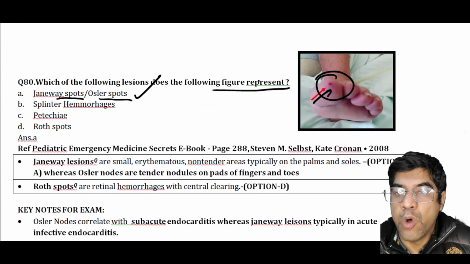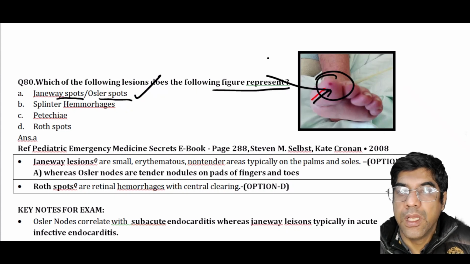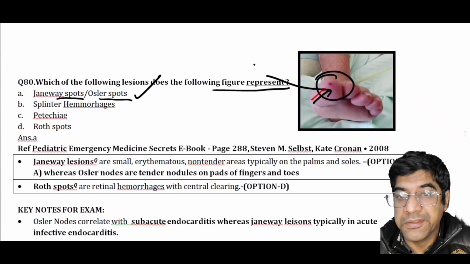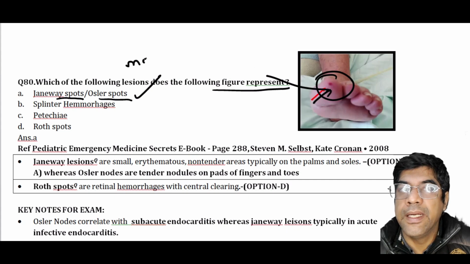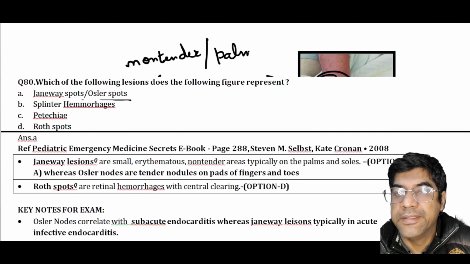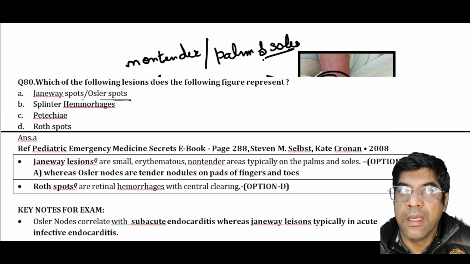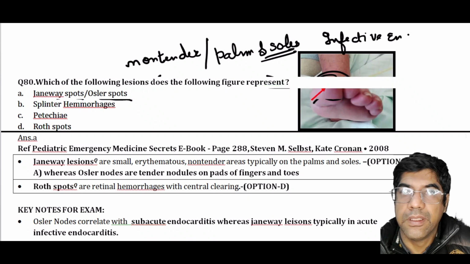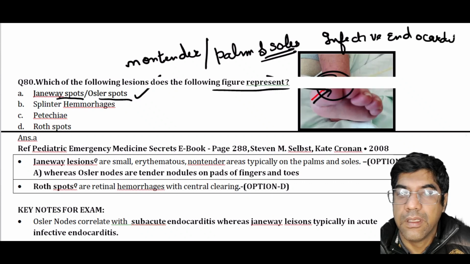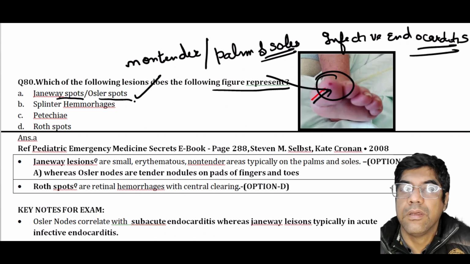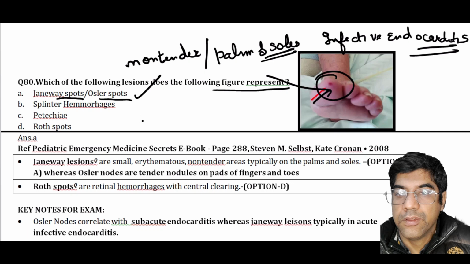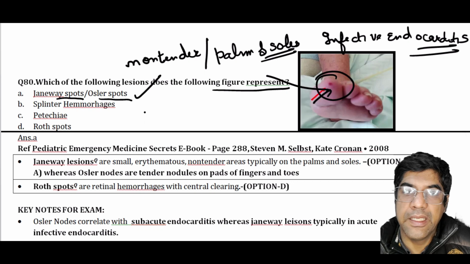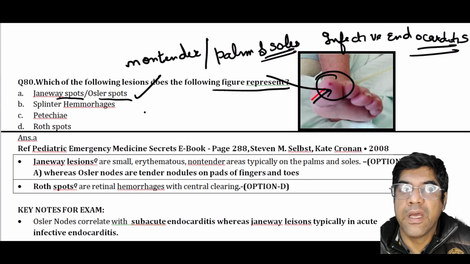So remember, these are small erythematous non-tender areas that are associated with infective endocarditis. They are non-tender areas, and they are seen on the palms and soles. The Janeway lesions are different from the Osler nodes, which are tender nodules found on the pads of the fingers and toes.